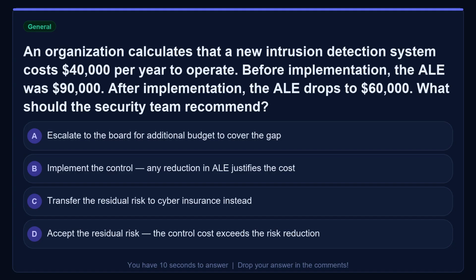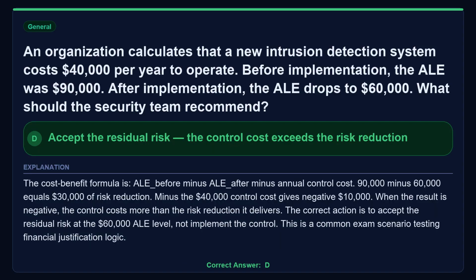An organization calculates that a new intrusion detection system costs $40,000 per year to operate. Before implementation, the annualized loss expectancy was $90,000. After implementation, the annualized loss expectancy drops to $60,000. What should the security team recommend? The correct answer is D: accept the residual risk, the control cost exceeds the risk reduction.